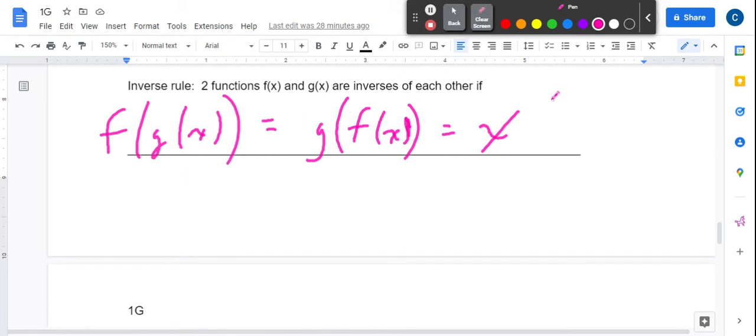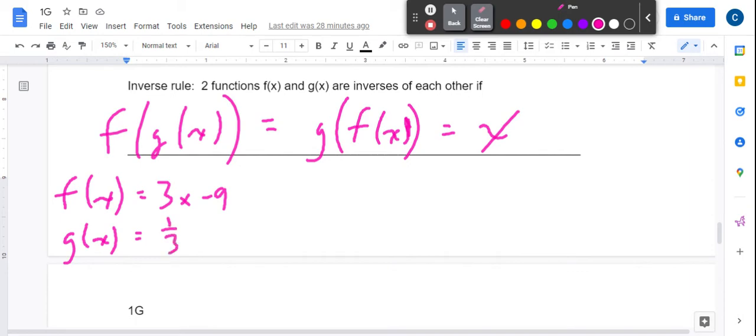Okay, so let's say we have f of x is equal to 3x minus 9. Now g of x, which is the inverse, is going to be 1/3 x plus 3. Okay, I already did that. These things are inverses of each other. So I'm just going to give you a little bit of a demonstration here.